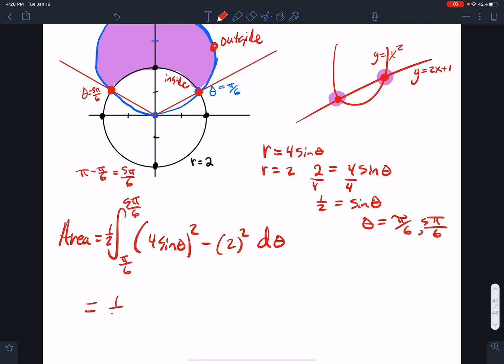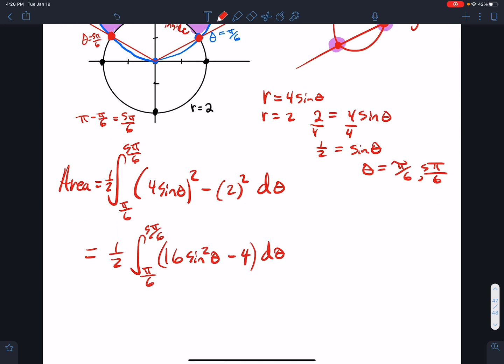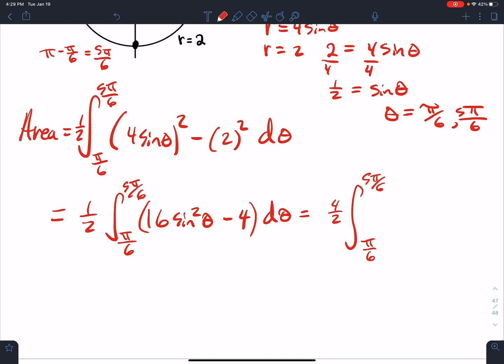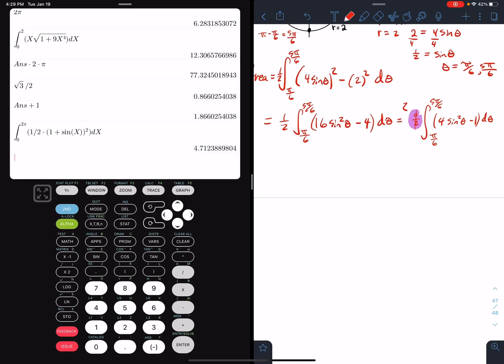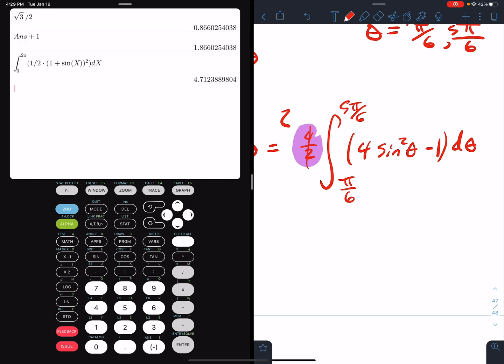And so if I do this, I get 1/2 integral pi over 6 to 5 pi over 6 of 16 sine squared theta minus 4 d theta. I'm going to factor a 4 out. I'm trying to make this as easy as possible. So 4 over 2 integral pi over 6 to 5 pi over 6 of 4 sine squared theta minus 1 d theta. Now 4 over 2 reduces to just 2. So now I'm going to integrate this. Oh, wait. I think I figured out that I can't multiply those at first. So I'm just going to do the integral first.